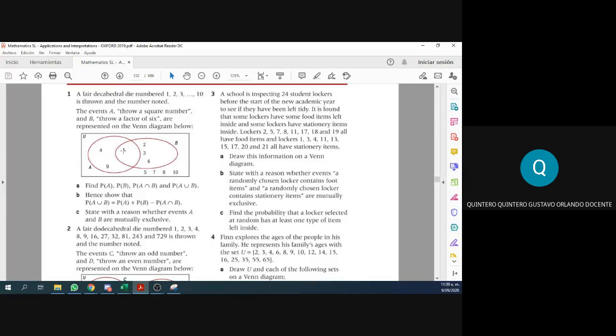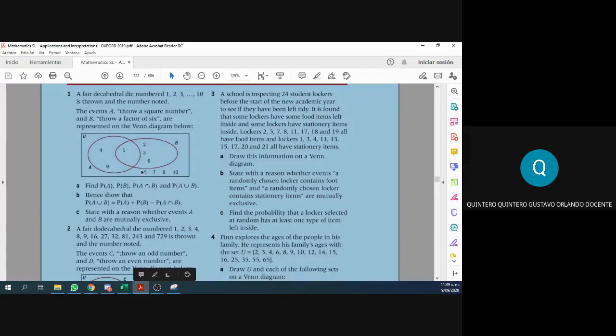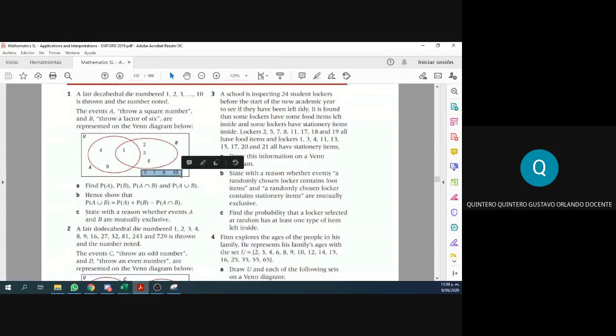Outside those two circles, we have the rest of the values that are not in A or in B. So the values that are not square numbers, and also not factors of 6. Remember, the possible numbers are from 1 to 10. These are the possible numbers. We are throwing a decahedral die, so from 1 to 10.